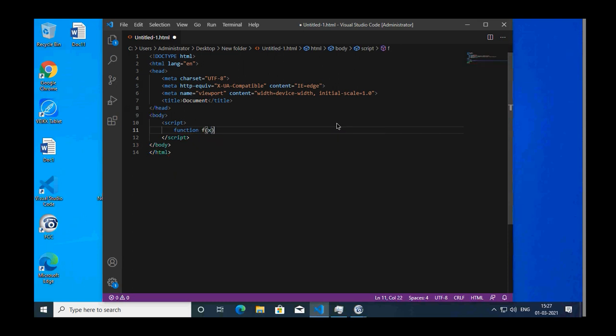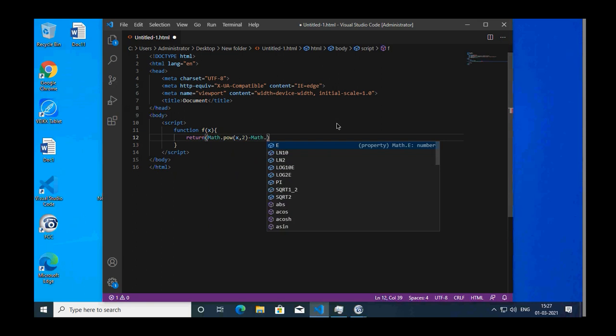Function f of x. Hello, sir. Yeah, I'm doing it. You can see my screen now. Okay, yes.